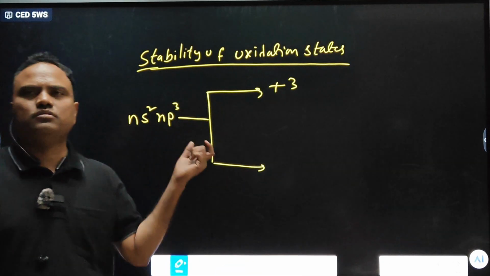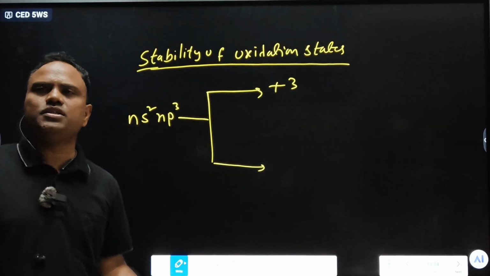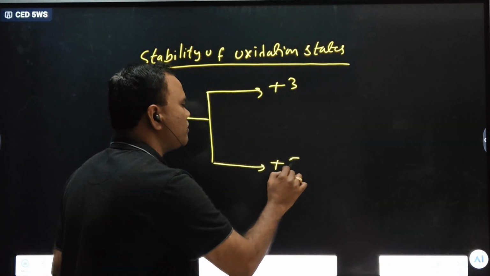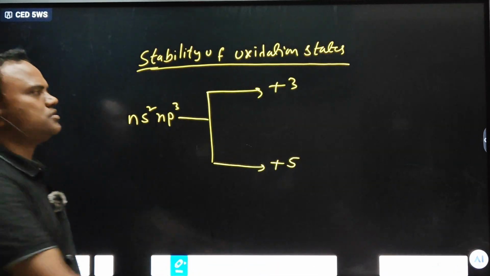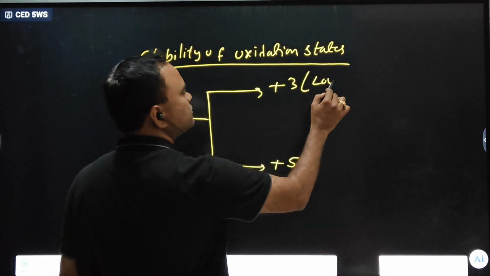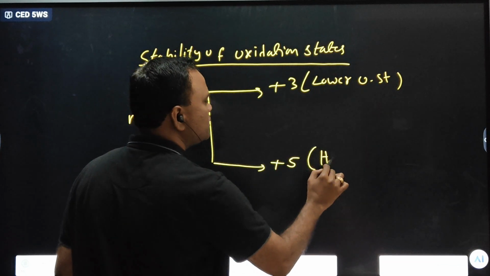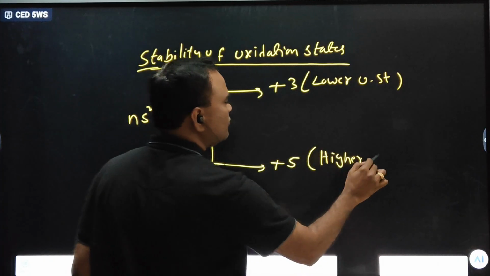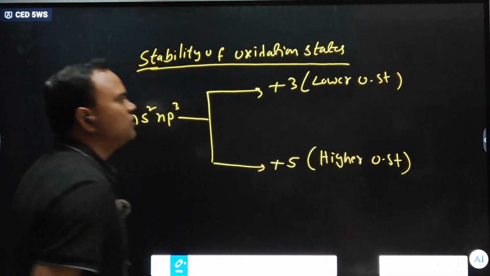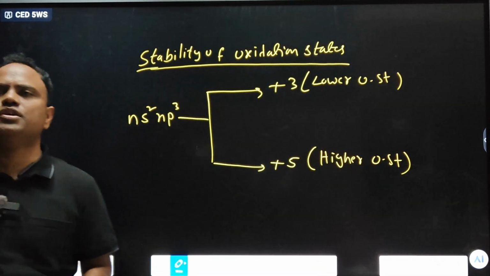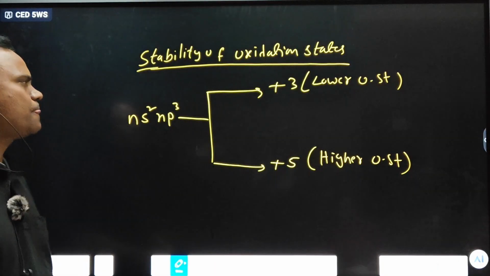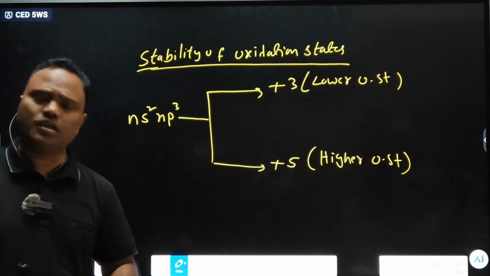And when it loses 5 electrons at a time, it shows +5 oxidation state. +3 is considered the lower oxidation state, and +5 is considered the higher oxidation state. Okay, +3 is the lower, +5 is the higher.